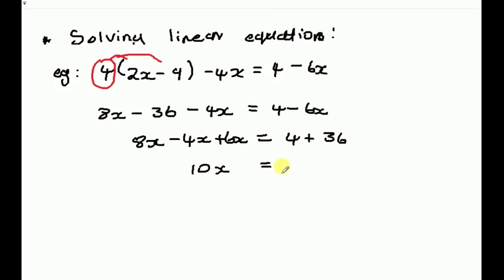is equal to 40. Then you divide both sides by 10, like we did on the other side, so that you have only x remaining on your side. So right now you'll be having x equals 4.